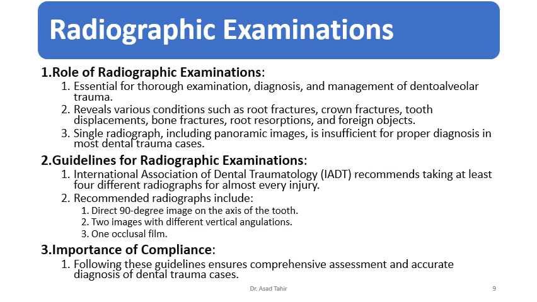Guidelines for radiographic examinations. The International Association of Dental Traumatology, IADT, recommends taking at least 4 different radiographs for almost every injury. Recommended radiographs: a direct 90-degree image on the axis of the tooth, 2 images with different vertical angulations, and 1 occlusal film. Importance of compliance: following these guidelines ensures comprehensive assessment and accurate diagnosis of dental trauma cases.